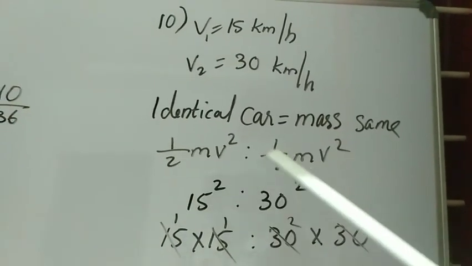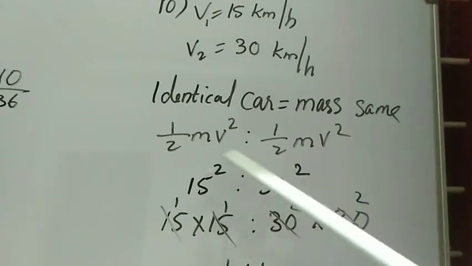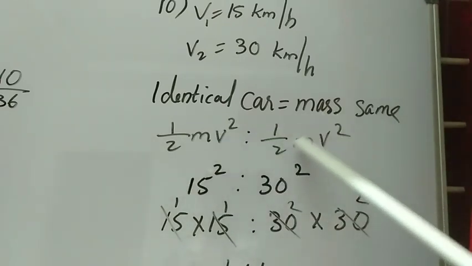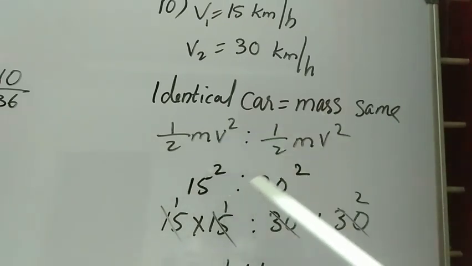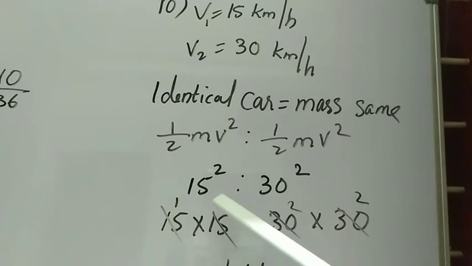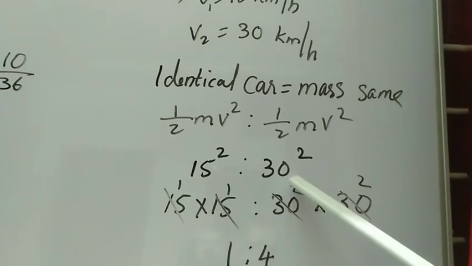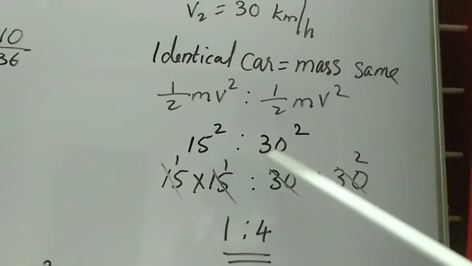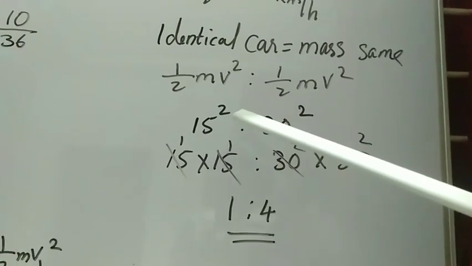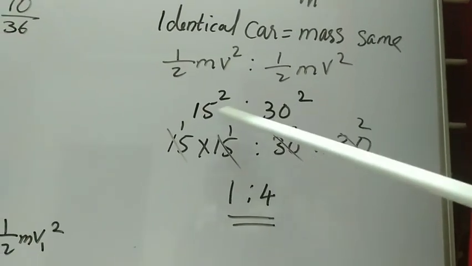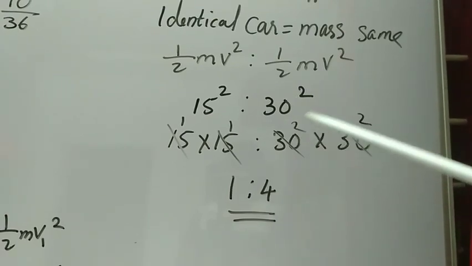So half m and half m. Since mass is constant, we can cancel half m, half m. So what is remaining? v square is to v square. First v is 15, second velocity is 30. So 15 square is to 30 square. If you want, you can directly write the value of 15 square and 30 square and reduce.